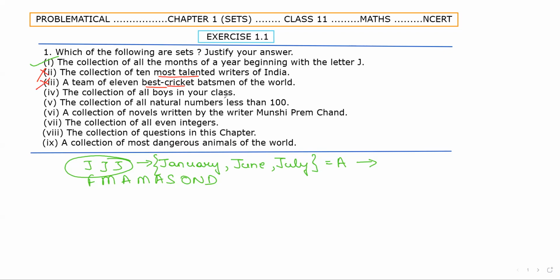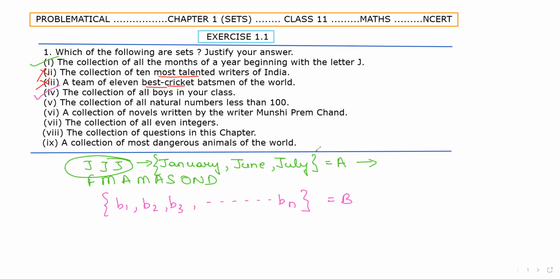Collection of all boys in your class. Now, if you see a collection of all boys in your class, there would be a specific number and you can mention all their names or all their roll numbers in the form of a set. Say B1 is the first boy, B2 is the second, B3 is the third, and so on. All the boys in your class till Bn can be mentioned in the form of a set, each element representing one boy. So this can be represented in the form of elements, hence it is a set.